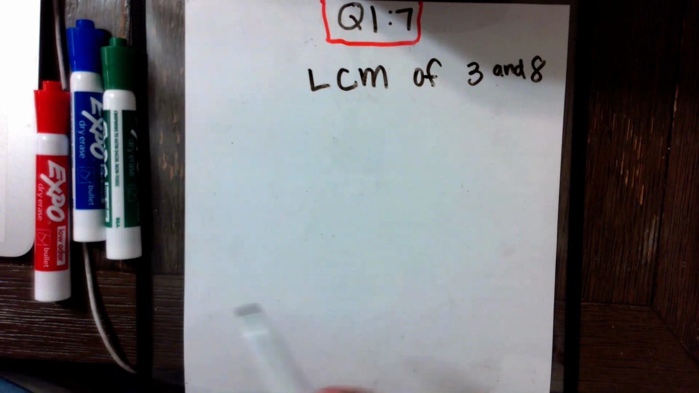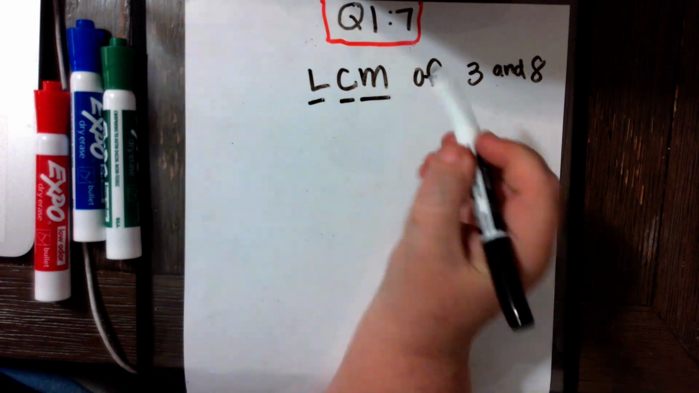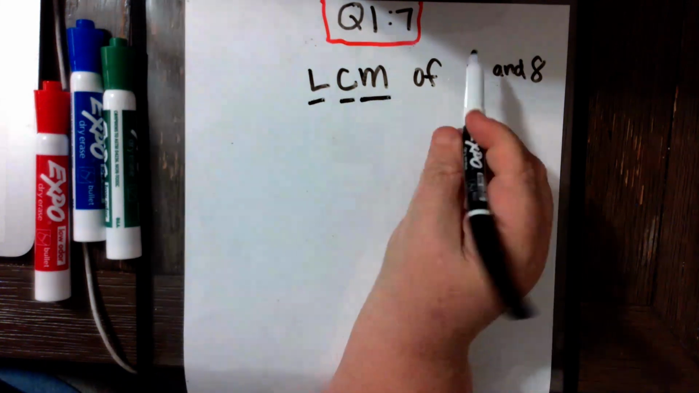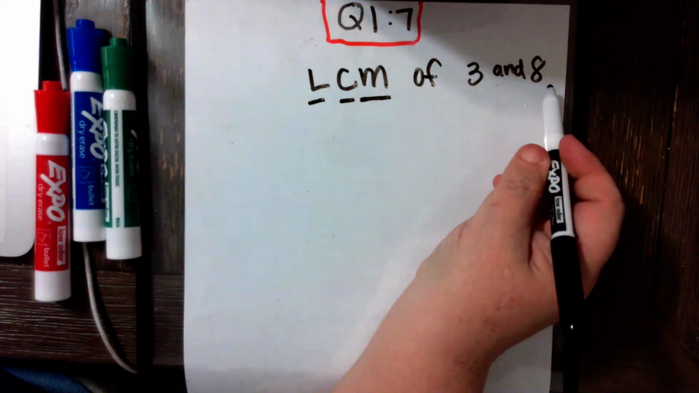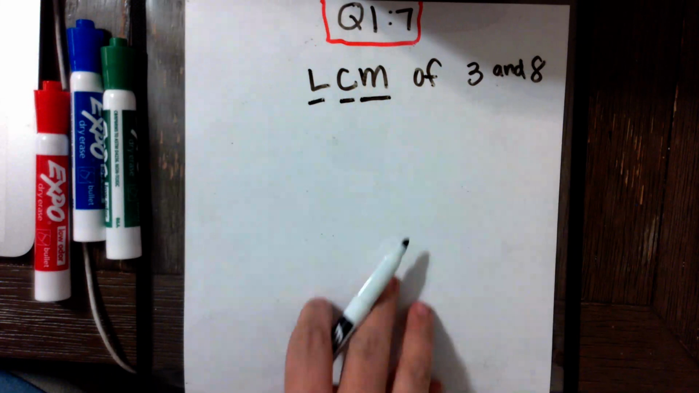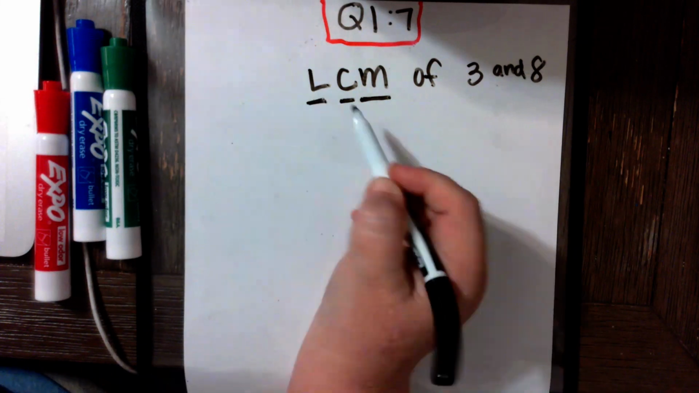Okay, let's take a look at number 6. So for this one, we are finding the least common multiple. Remember, multiples are many. Okay, so that means we are counting by these numbers. It could go on and on forever. There's many possibilities, but we're looking for the least common multiple.